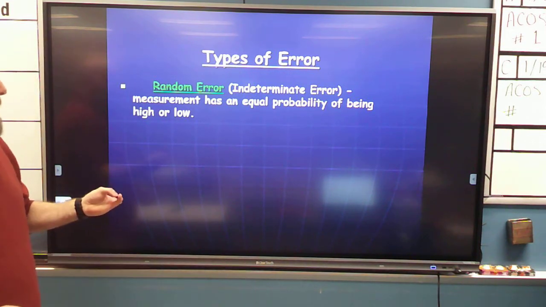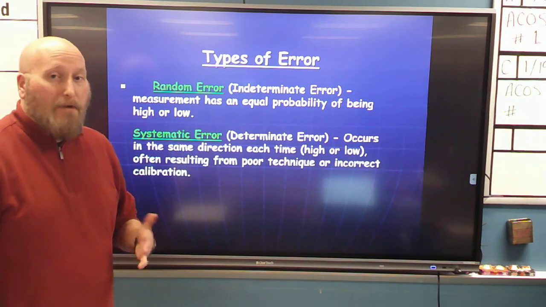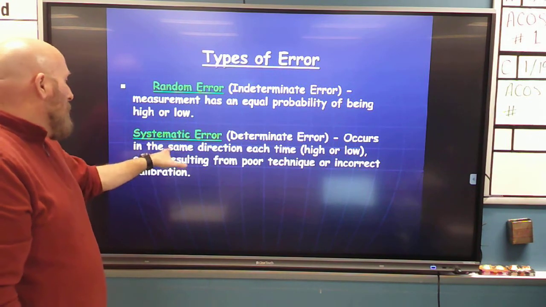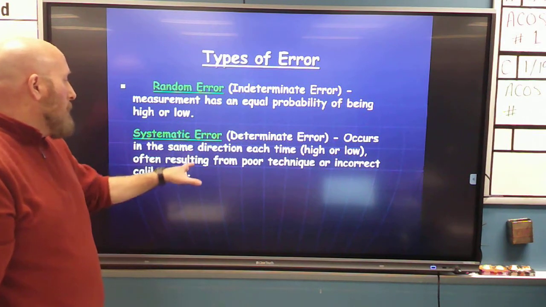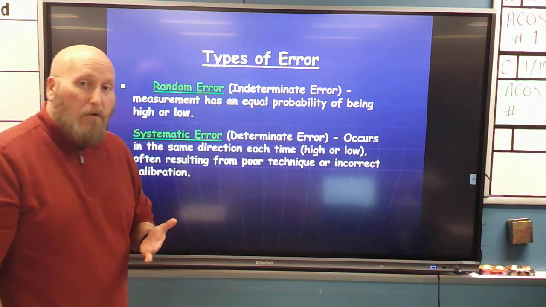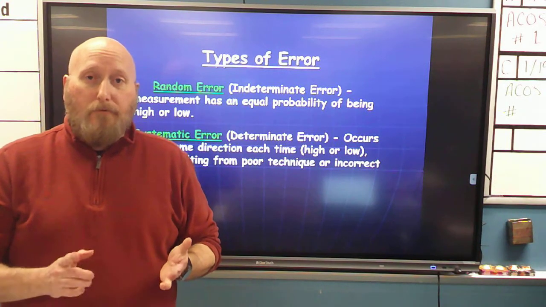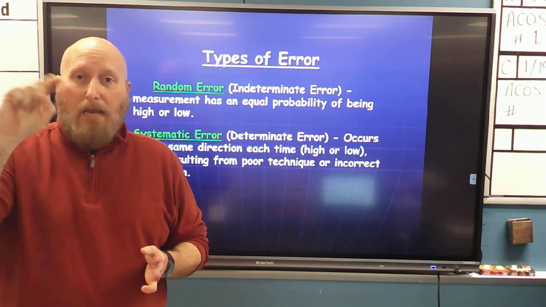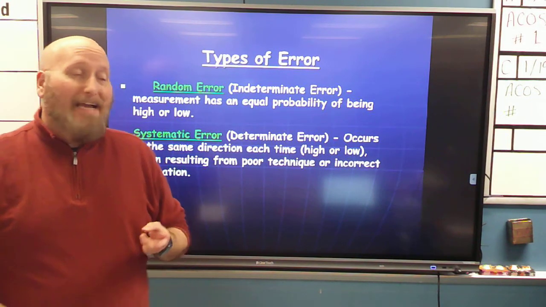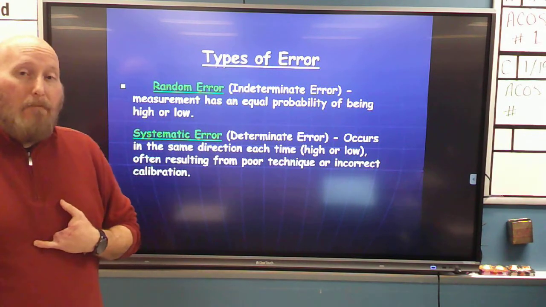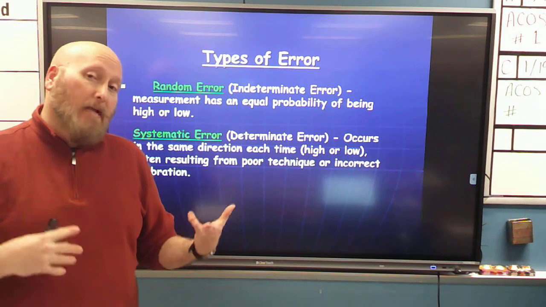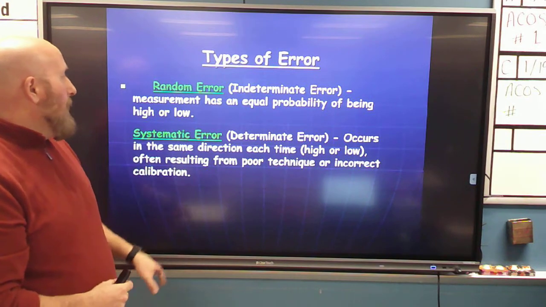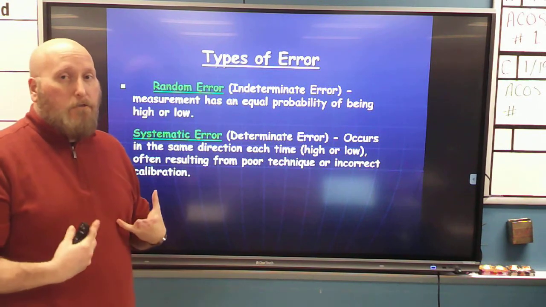However, the other type of error, which is called systematic error or determinant error, means you can determine what's the problem. Okay? This occurs in the same direction each time, high or low, often resulting from poor technique or incorrect calibration. Remember what I said? If you have a sight on your rifle and you're always aiming and it's always going a little bit to the right, you have to recalibrate your sight, don't you? That's a systematic error. That's something that's going wrong every time because what you're doing is wrong. You got to fix this one problem. And then hopefully you will stop the systematic errors, and again, random error just occurs. You can't really control that.